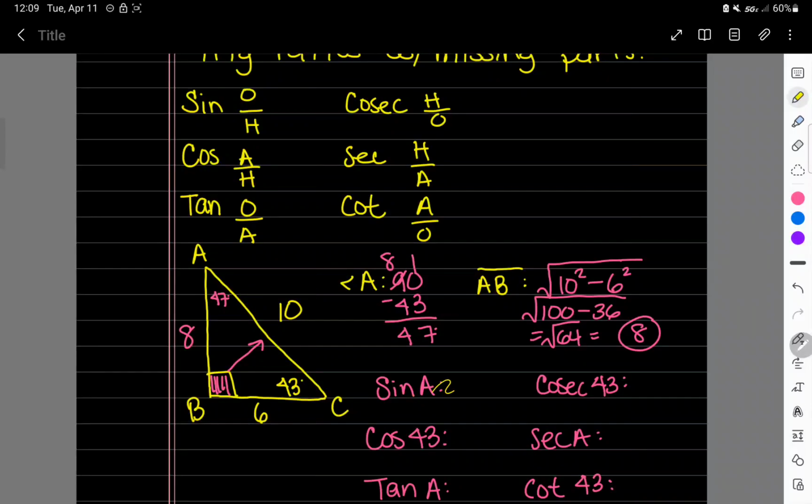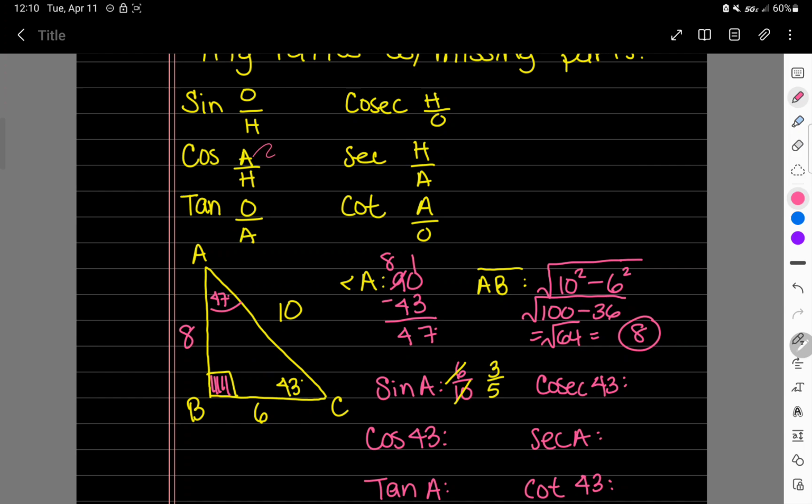So sine of A, sine is opposite over hypotenuse, so we're doing this combo up here. Sine of A is 47, so we're doing opposite, so 6 over H. H is our hypotenuse, which is 10. So remember, in a regular fraction, we want to reduce it if we can. I can reduce this with 2. So that's going to make it 3 over 5. So reduce your fractions where you can.